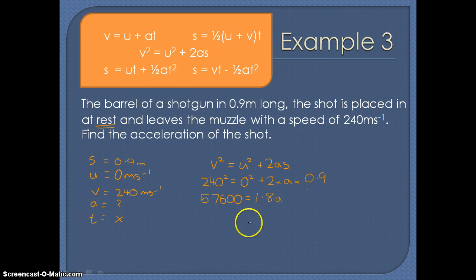That will be 1.8a. So finally, just to calculate a, we need to divide by the 1.8. We've got our 57,600 divided by 1.8. And we can calculate that to give us the value for the acceleration of 32,000 meters per second squared.